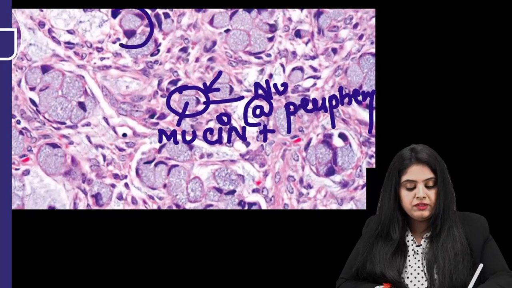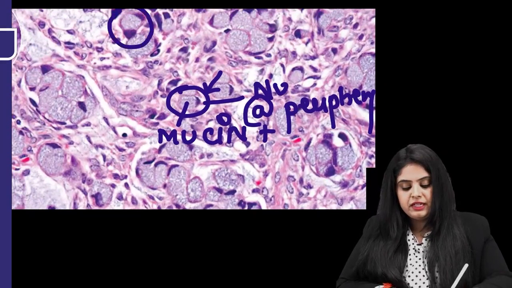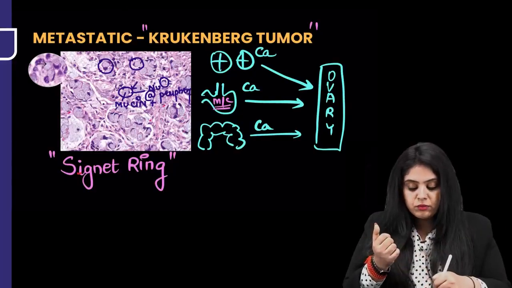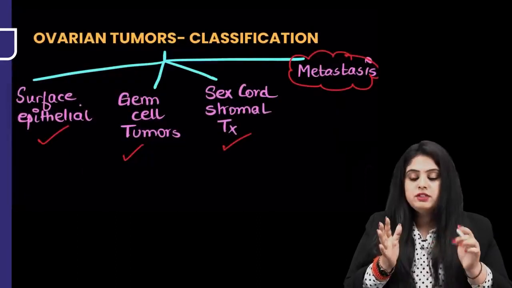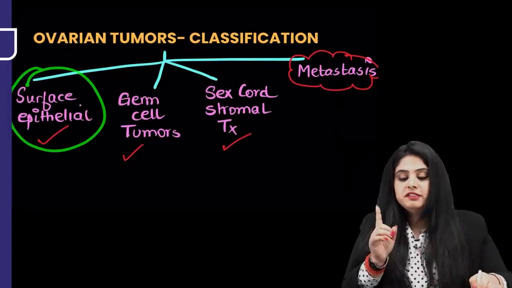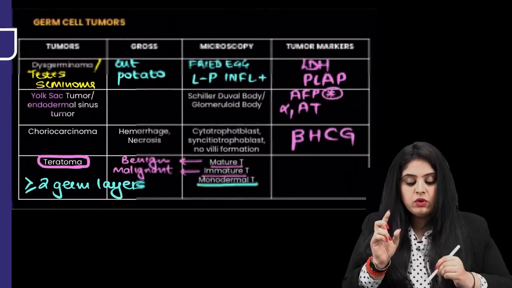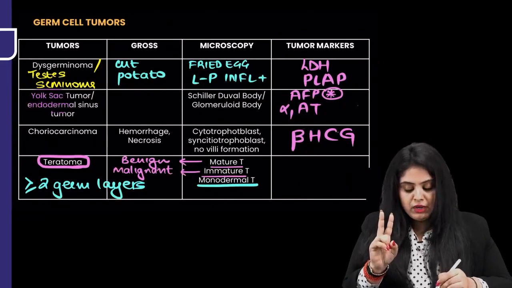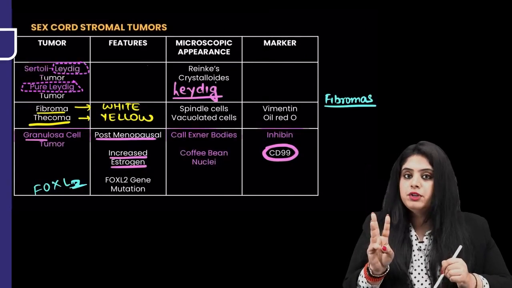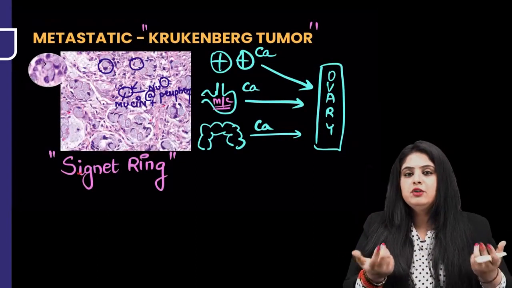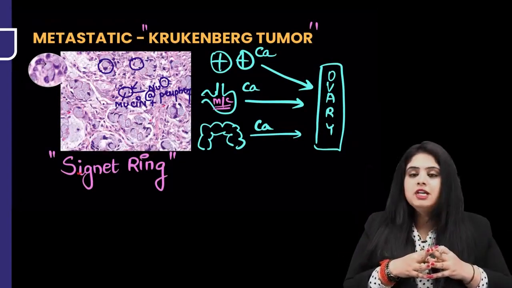So this is the description of a signet ring. There are so many of them. This is a beautiful signet ring, another beautiful one. It's a very pretty picture cell, and that's your Krukenberg tumor. So my advice to all of you, when you do ovarian tumors, you'll do one box of surface epithelial tumors, then one box of germ cell tumors, one box of sex cord stromal tumors, and then finally you'll look at this one slide of Krukenberg tumor. So ovarian tumors, in 15 minutes, next time you're going to revise it. Very, very simple. I hope you all got it.